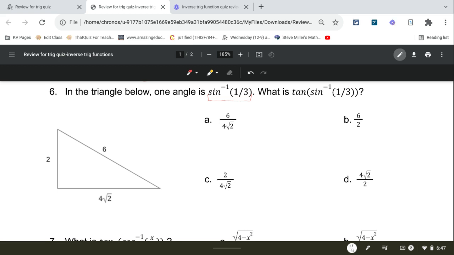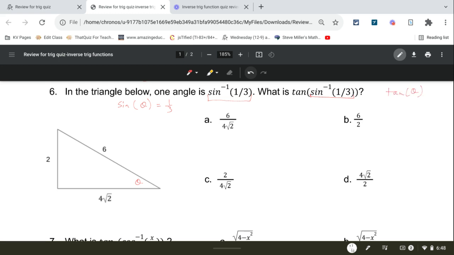What that statement means is that some angle, if I take the sine of it, I get 1/3. And the only angle for which that makes sense is this one right here, the little angle, because sine of that angle would be 2/6, which equals 1/3. Now the question wants to know, what is tangent of that same angle? They just want to know, what is tangent of theta?